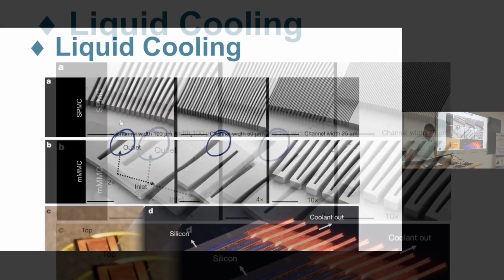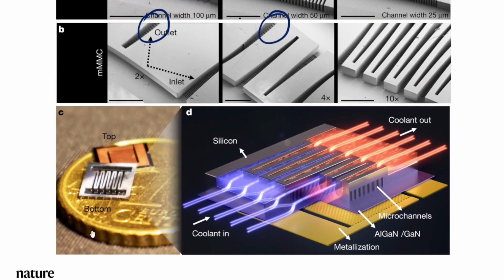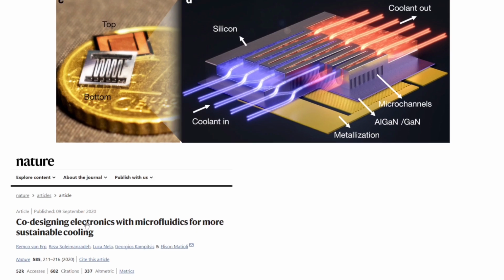The device size is also shown by keeping it on a coin of 1 euro cent. So this is such a small device they are using, and this is the flow configuration. They have a GaN device on the bottom, the power electronic device, and then they have these manifolds and the buried channels below that. And using these channels, let's have a look at the results which they got.